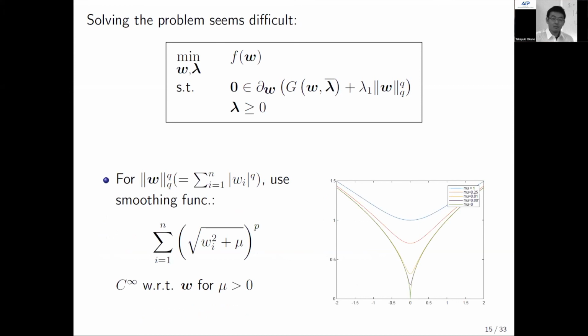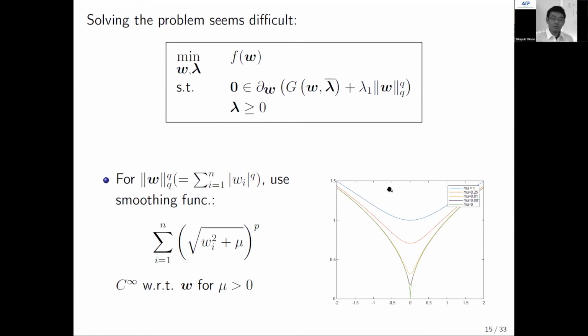Smoothing function is one of the most powerful methodologies for solving non-smooth equations and optimization problems. The algorithm approximates the non-smooth functions by the so-called smoothing function. In our case, we replace this non-smooth function by the following function. Notice that for any positive mu, this function is C infinity with respect to W.